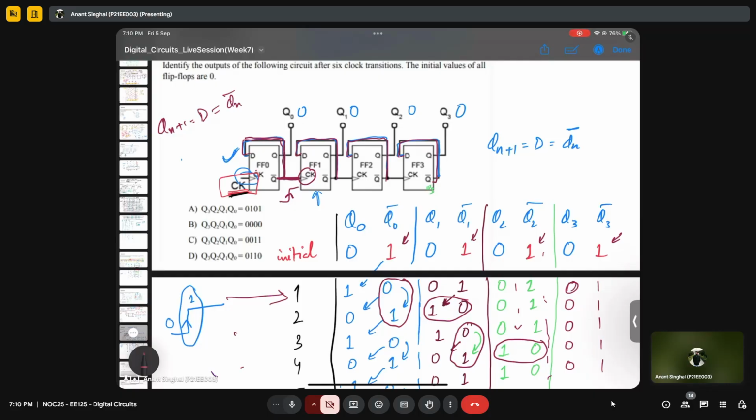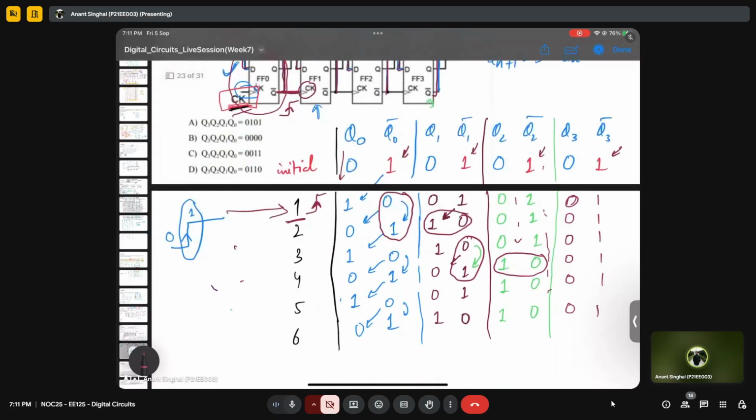So the first clock is always there. At every clock, this particular flip flop will work. Whenever there is a first positive edge triggering, this will always toggle, right? Because D is Q bar. This line will always be 0 1 0 1 0 1 0 1.